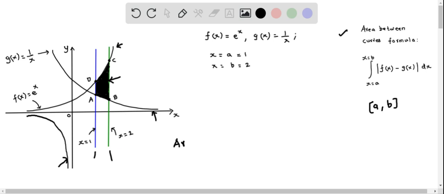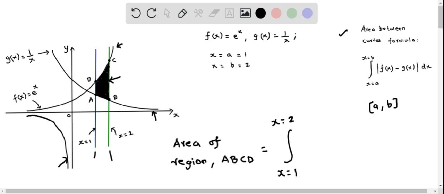So I write down the area of region ABCD, and this equals, we integrate between the lines, that is x equal to 1 and x equal to 2, and then we put the absolute value. The top curve is f of x equal to e power x, minus the bottom curve, g of x equals 1 over x. And then we put dx.